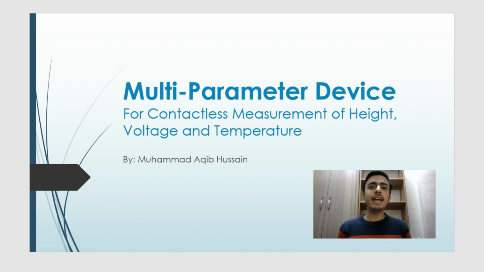And it's called the multi-parameter device. That's because it can measure the height of an object. In case of liquids, it will be the depth of a liquid, the temperature of an object or liquid, and the voltage passing through a conductor, all contactlessly.